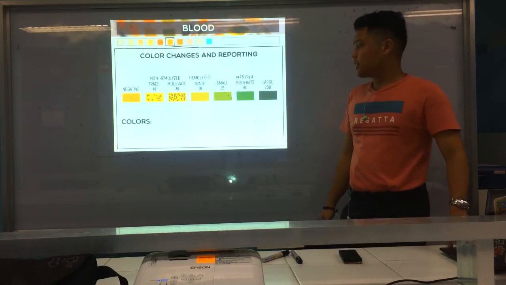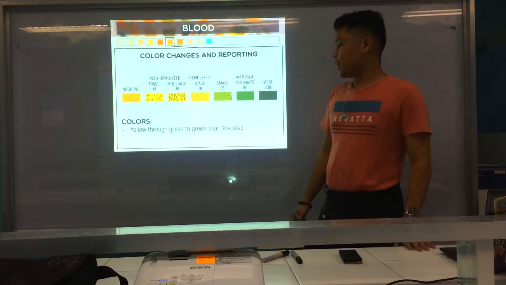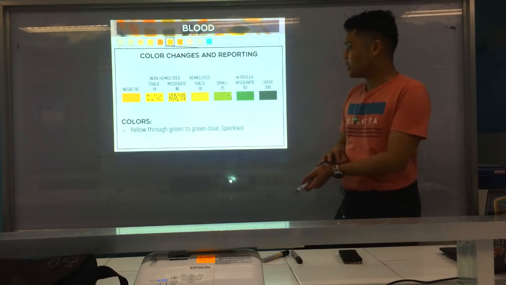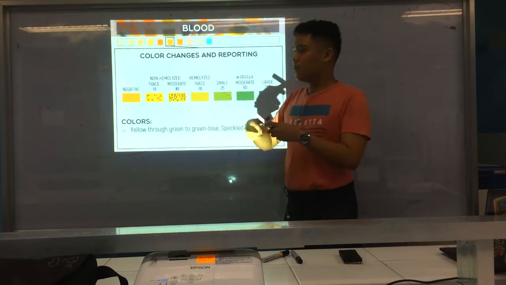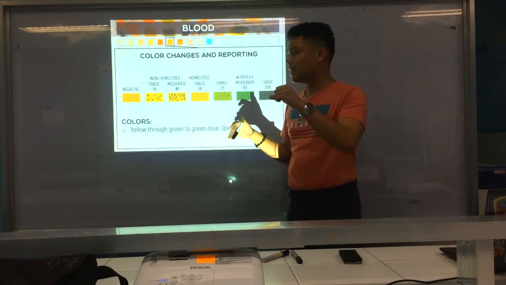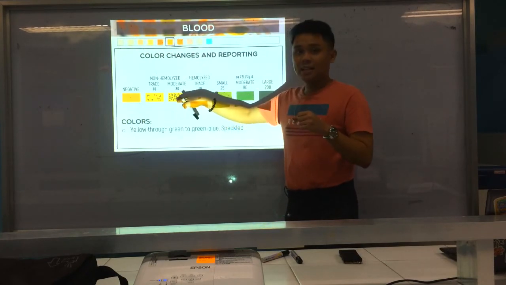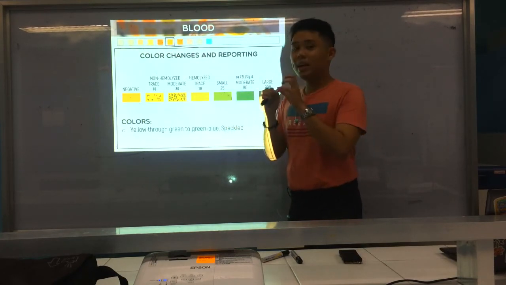Now for color changes, as you can see, yellow through green to speckled. Now, anong speckled? It's because non-hemolyzed. When we say non-hemolyzed, nandiyan po intact RBCs. Now, when these RBCs pass sa pad, mahitabo is muhimolay sa sala dito.